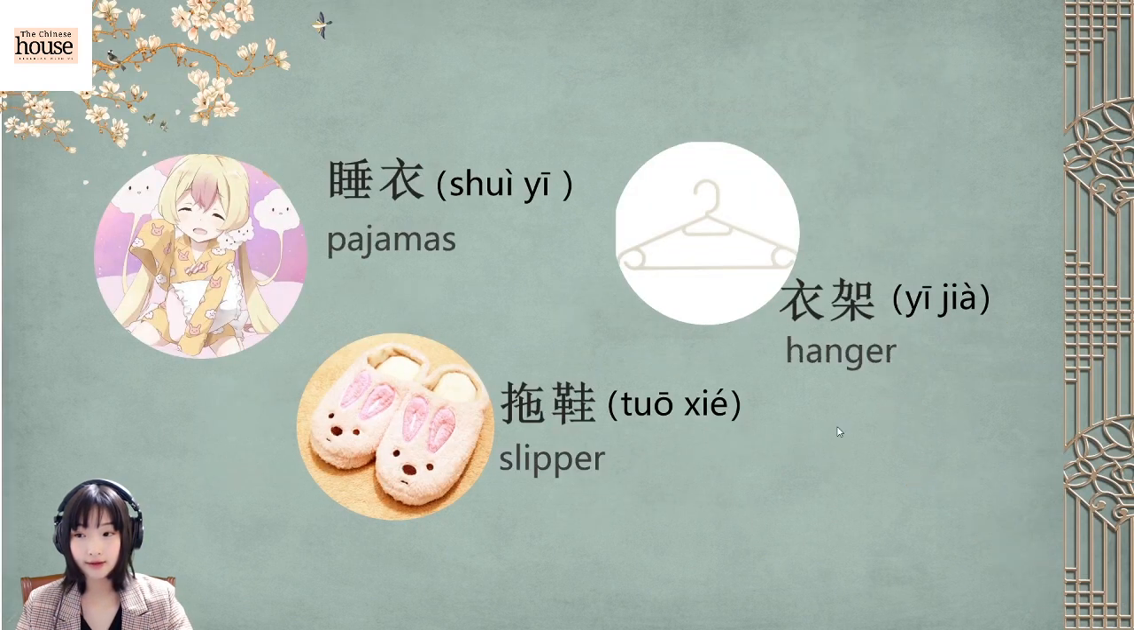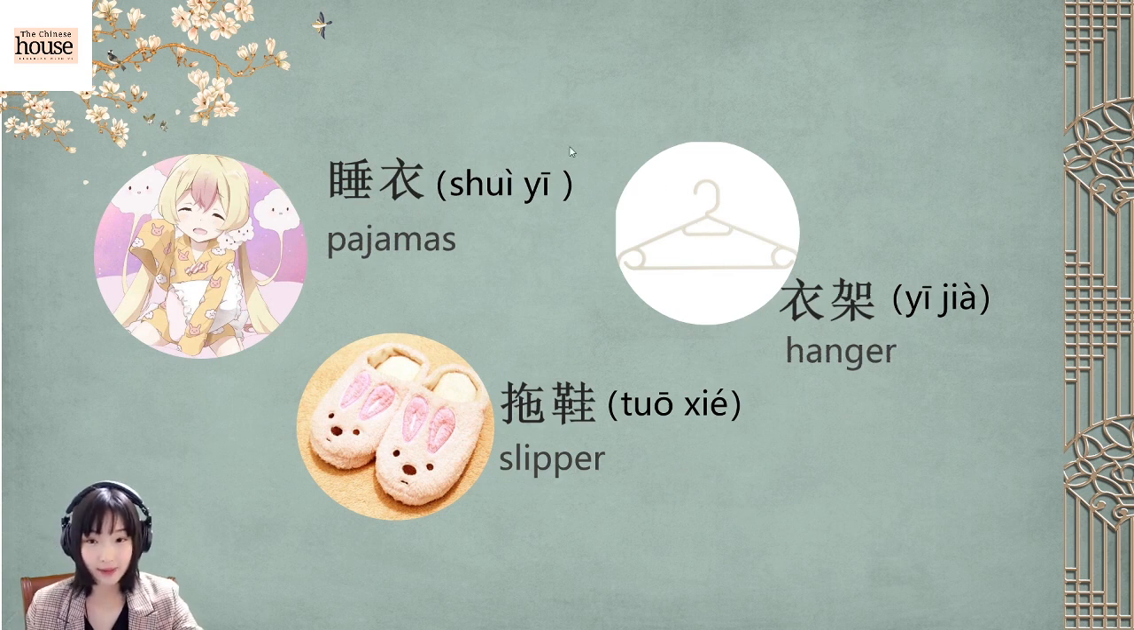And then pajamas, 睡衣, 睡衣. 睡 means sleep. 衣 means clothes. So the clothes you wear while you're sleeping is 睡衣, pajamas. 睡衣. And then slipper, 拖鞋.